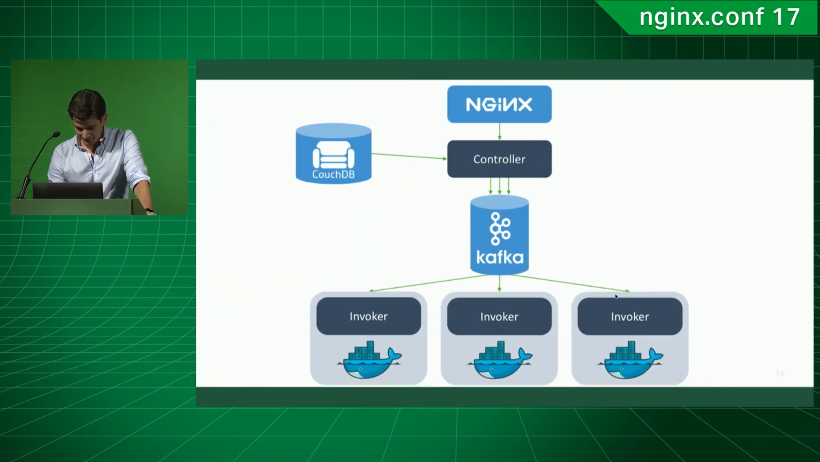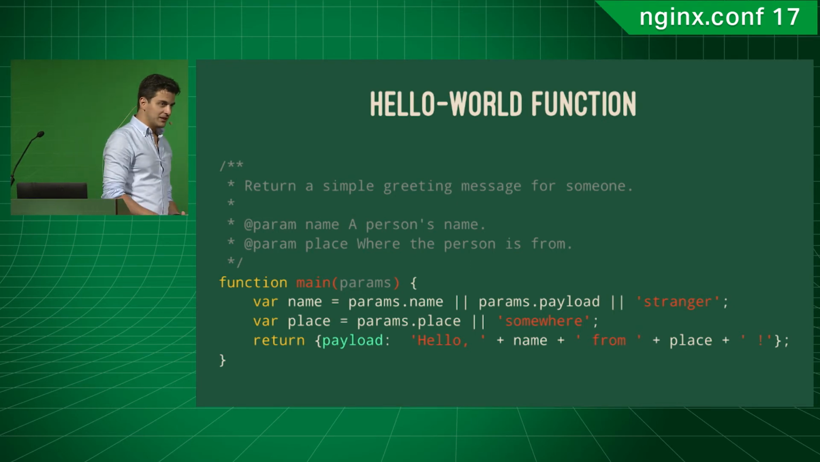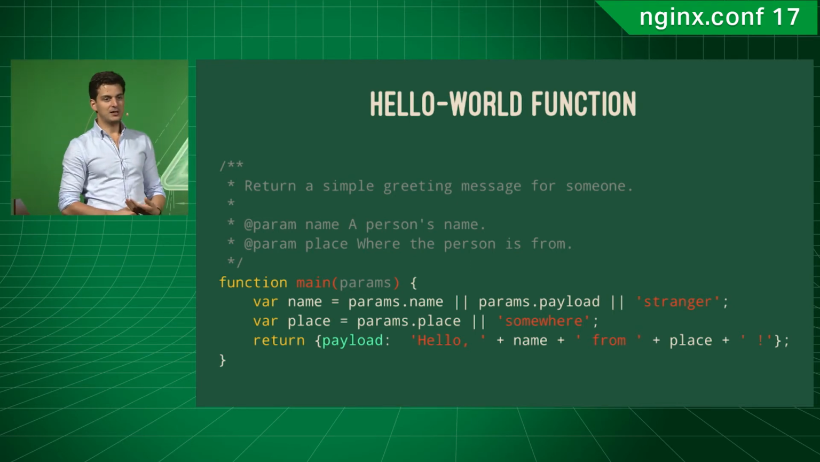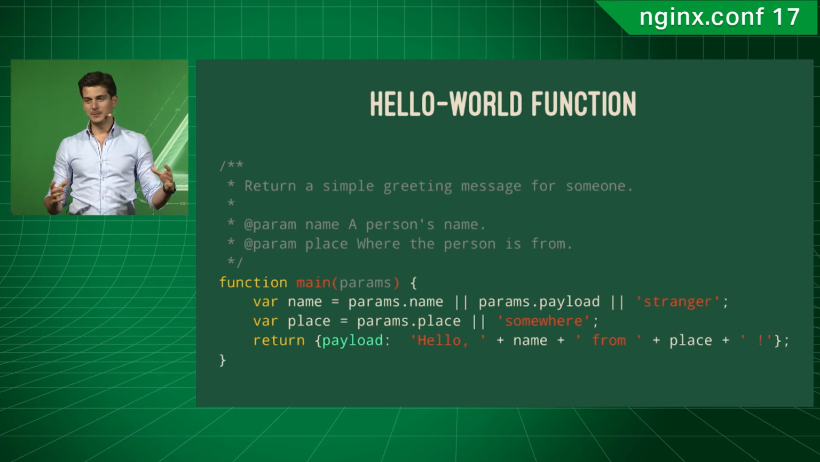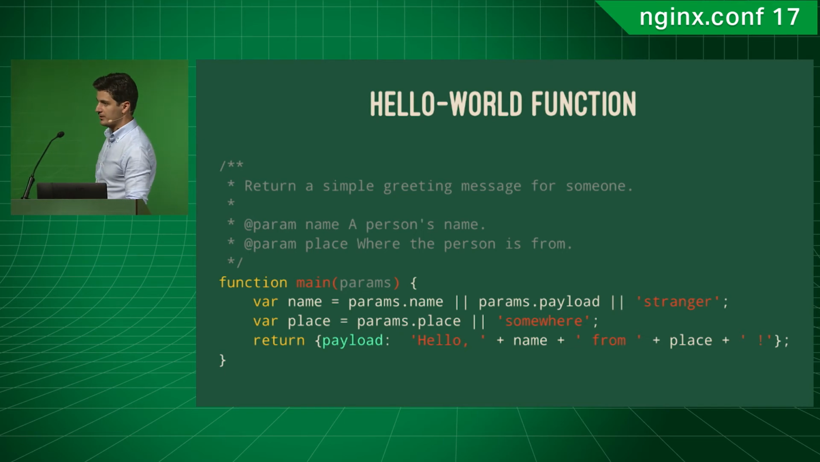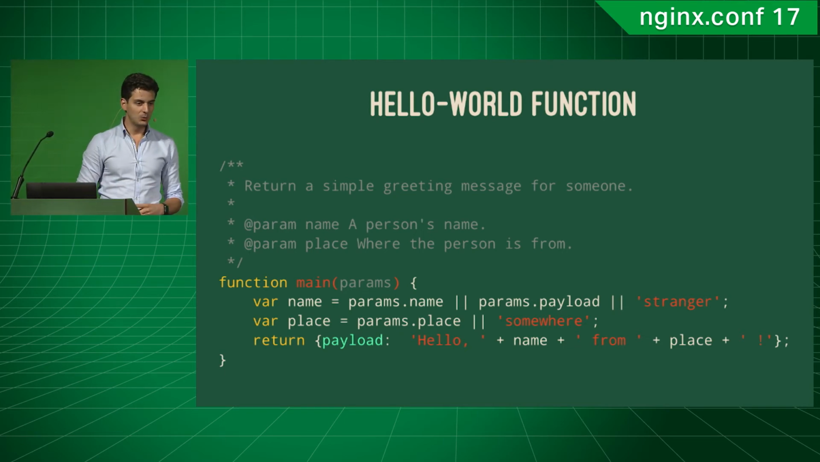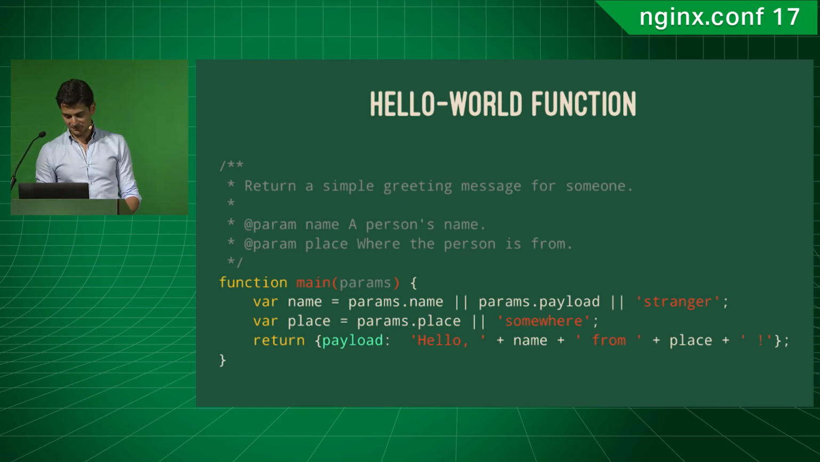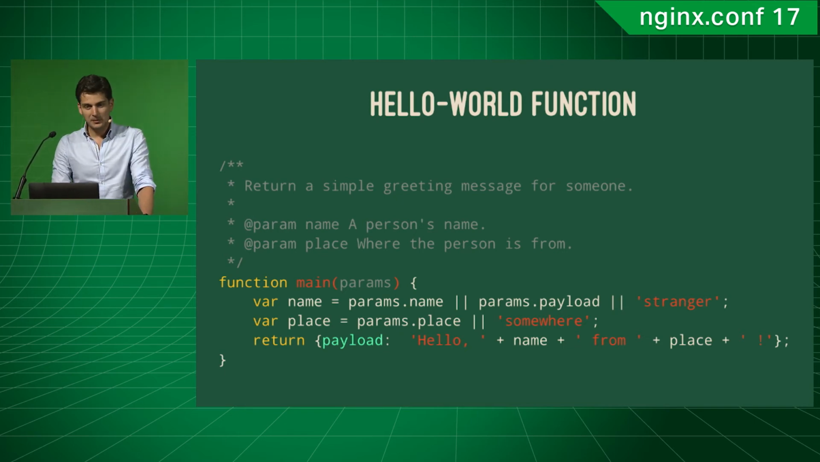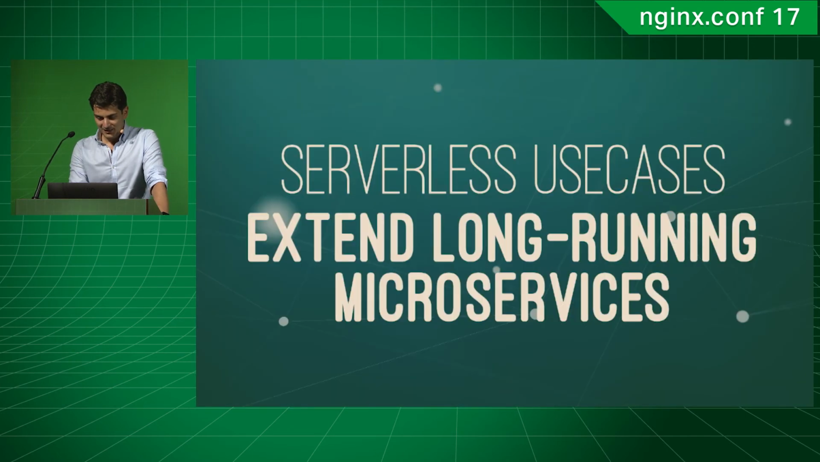OK, let me switch back. So we did the hello world function. All right. So we looked at why should we care about serverless, and we looked at the three driving factors: the user experiences, the optimizations in the cost and operations, and the extensibility. Then we saw the role that NGINX plays. And we looked at some examples on how to extend a microservice with Lambda.